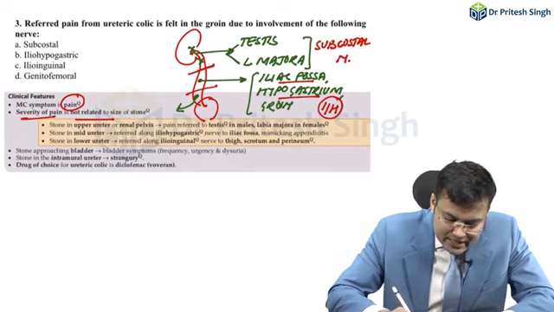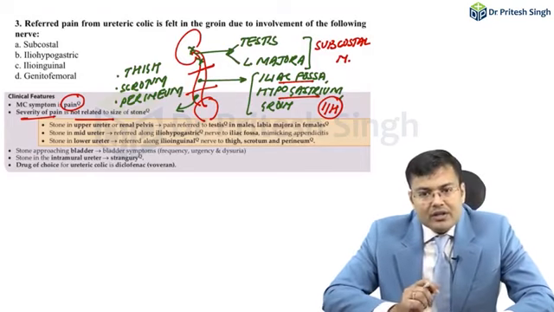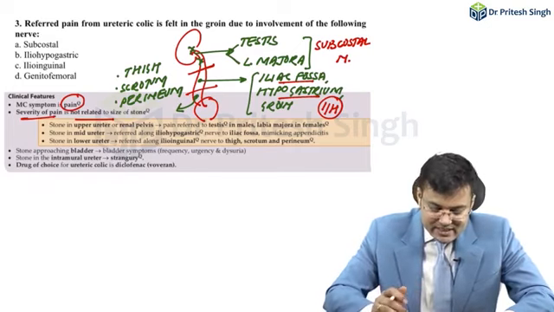Now if the stone is located in the distal one third, in this case the pain is radiating to inner aspect of thigh, scrotum, and perineum. Via which nerve? Via ilioinguinal nerve. So this is the radiation.